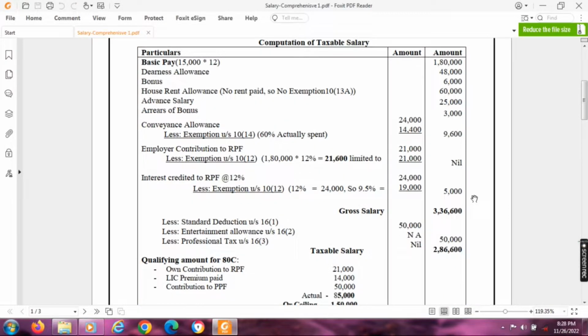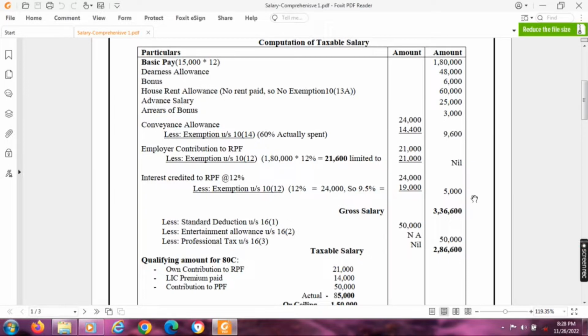Basic pay 15,000 into 12, 1,80,000. DA 4,000 per month, so 48,000. Bonus 6,000 per annum. These three were fully taxable. House rent allowance received 5,000 per month. He lives in his own house, so he did not pay any rent. So we cannot claim exemption under section 10(13A). Actual house rent allowance was fully taxable, 60,000.